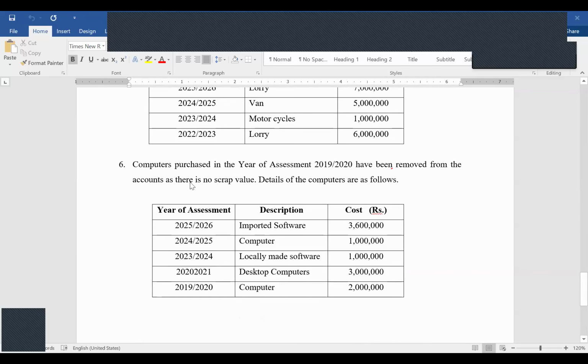It says no scrap value. No scrap value means no written down value. That means the total amount is depreciated. The balance cannot be sold for cash or for money, because there is no scrap value. Then we have to treat it as no profit, no loss.